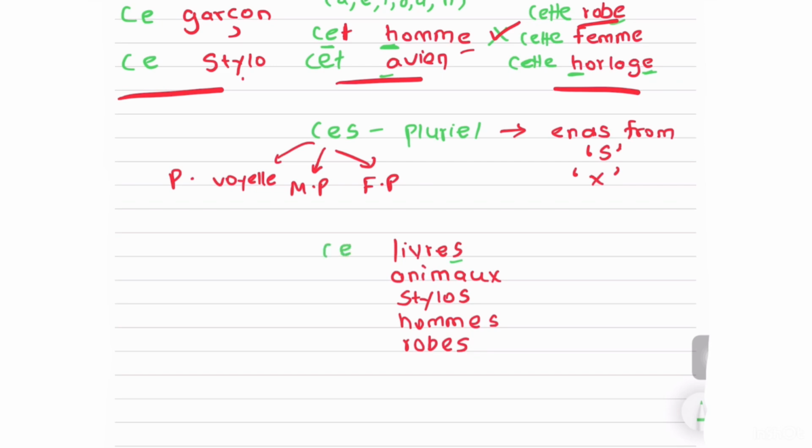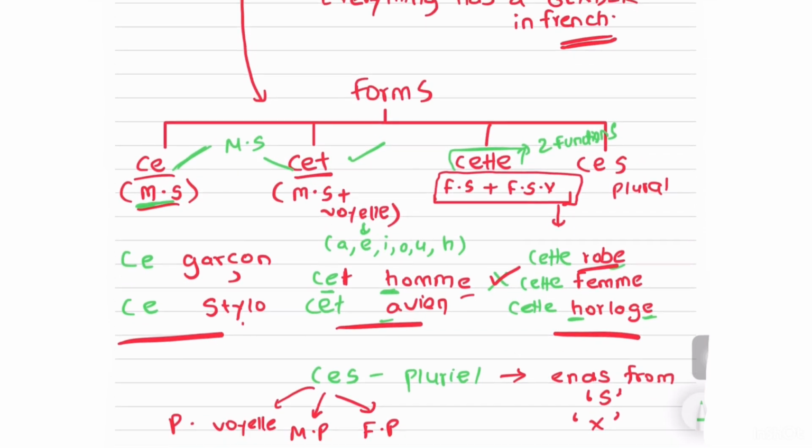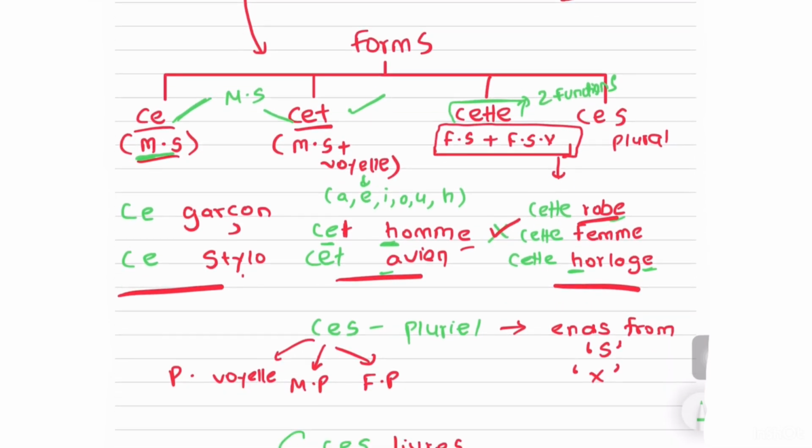So say livre. Then X, that is animals, we're talking about animaux. Again, even though it starts with a vowel, it doesn't matter. Say animaux. Then say stylo, same way. Say robe. As long as it ends with S and it's plural, I will write CES. This was your adjectif démonstratif in French.